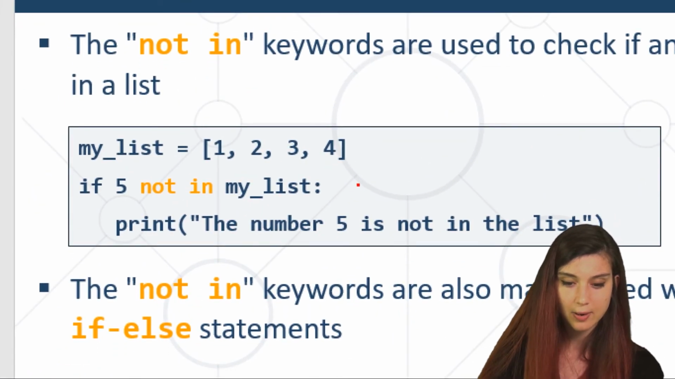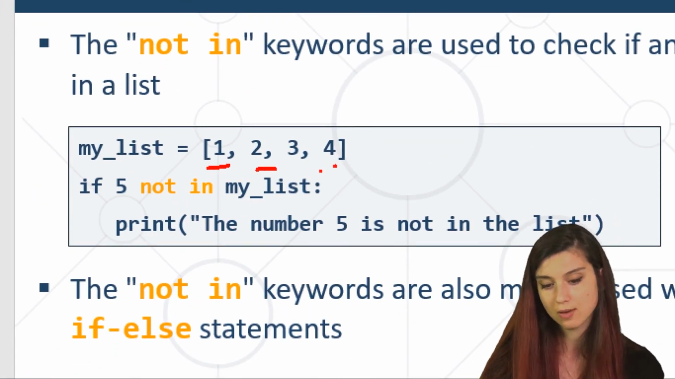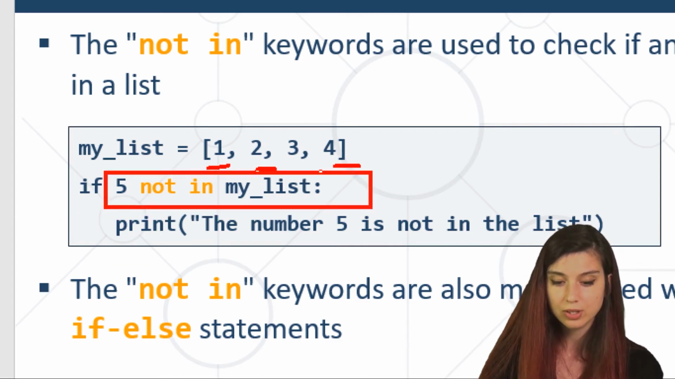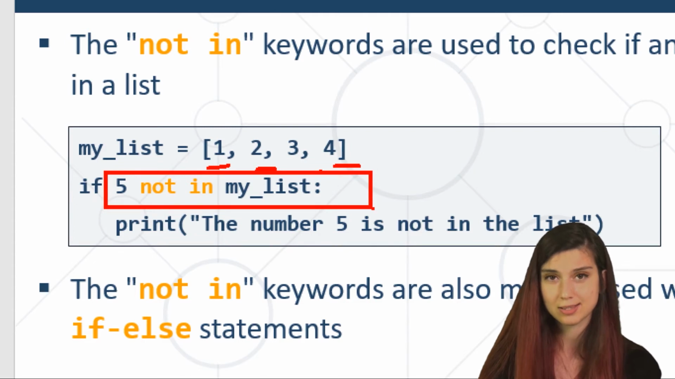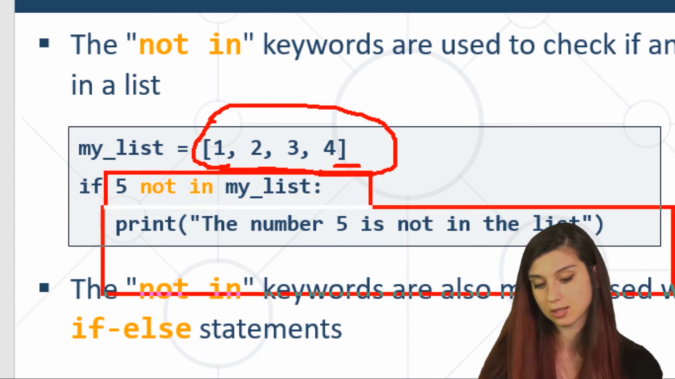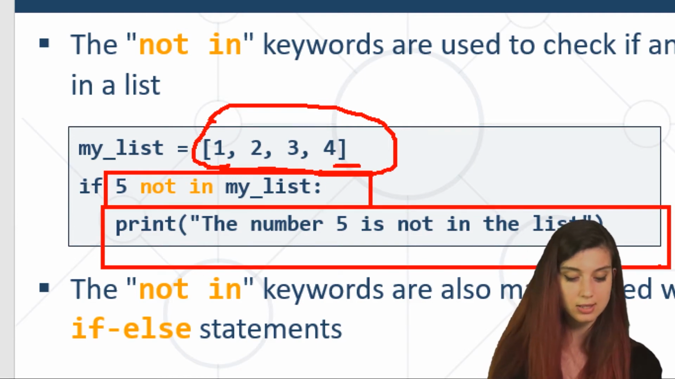So if I check here, I have 1, 2, 3, and 4, right? And I'm asking: 5 is not in my list, right? And the answer is yes, because 5 isn't in the list. And I will get that the number 5 is not in the list.